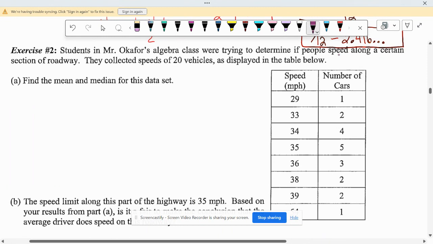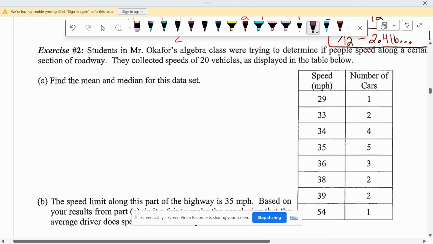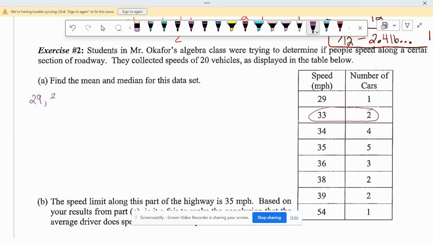So this is a frequency table. If we want to find the mean and the median, we have to think about what this means: there were 2 cars traveling 33 miles per hour. So the first thing that I did is I listed out all of my data points. We have 20 points that we're going to list out. So 29, and then I had 2 cars traveling 33, so 33, 33. I had 4 cars traveling 34, so I'm going to write the number 34 4 times.